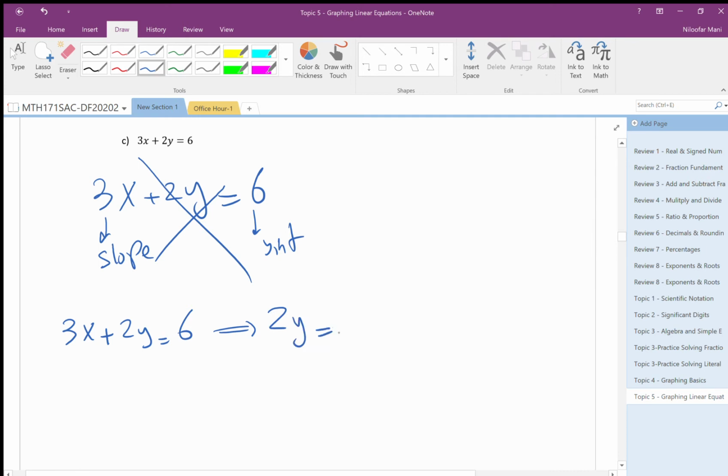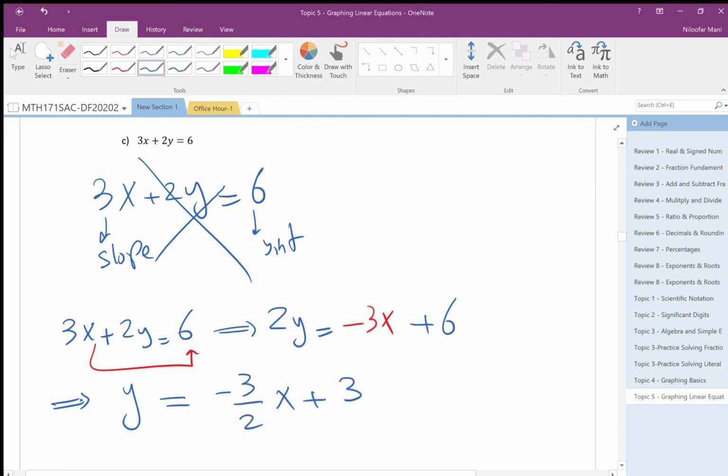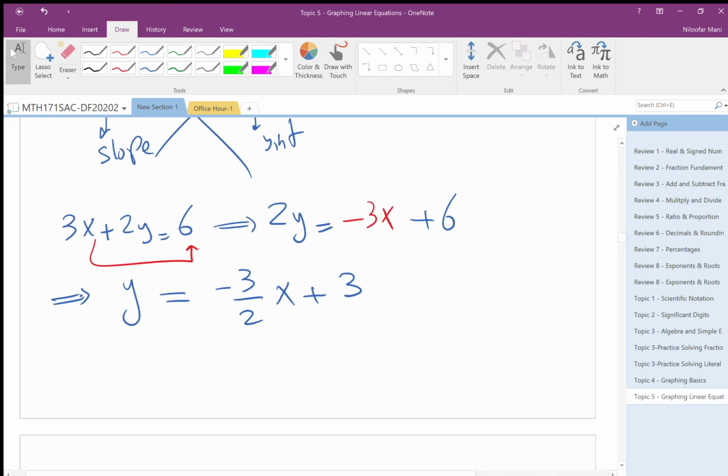So 2y equals 6, I move 3x, so I change the sign: minus 3x plus 6. I made it red because I want to show you that I changed the sign when I moved it. Then I divide both sides by 2. y is minus 3 over 2 x plus 3. Now the slope is minus 3 over 2 and the y-intercept is 0 and 3. Remember, if you don't see y isolated, you cannot say whatever is beside x is the slope and whatever is just a number is the y-intercept. You have to solve it for y.